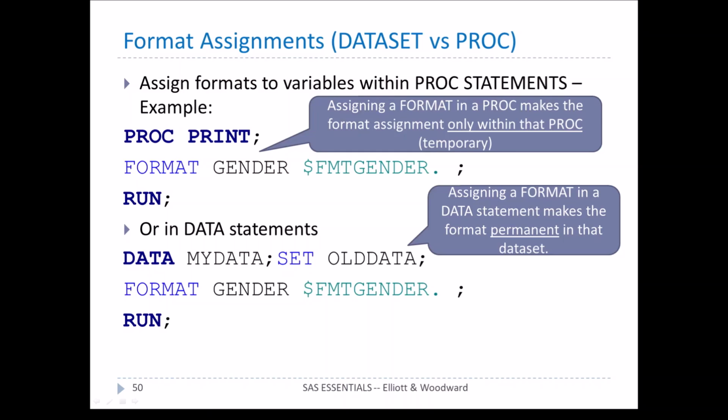But if we assign it within a data step, down below, data my data set, set old data, and then a format statement, format gender FMT gender dot. Now, whenever we use my data from now on, that format statement is remembered. So it becomes a permanent part of that data set. And if that data set is a permanent data set, then the format, again, is stored within that permanent data set.